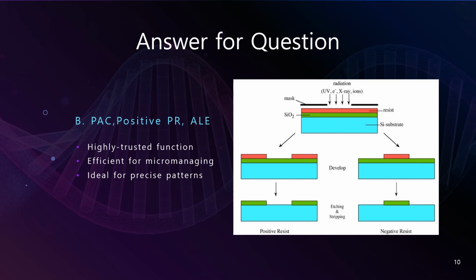Positive PR is one of the standard methods in use in semiconductor and micro nanotechnology. Therefore, using positive PR may be better suited to standardized process and commonly used by many companies and labs. And same as case A, I will use the atomic layer etching as the same reason.